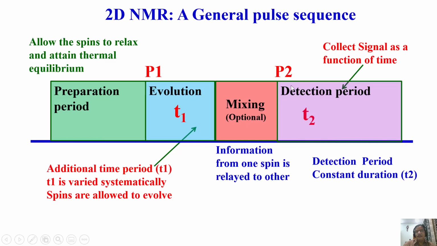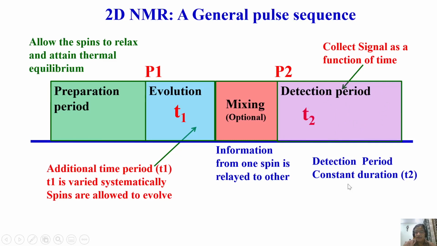The last is the detection period. Before that, of course, we apply a detection pulse of varied angle. For example, in the case of the DEPT experiment, which I mentioned, we have different flip angles. So we can have different pulse sequences. It can be a 90-degree pulse, 45-degree pulse, whatever it is. Finally, we apply a detection pulse and start collecting the free induction decay. The signal is collected as a function of time, and we do the Fourier transformation here.